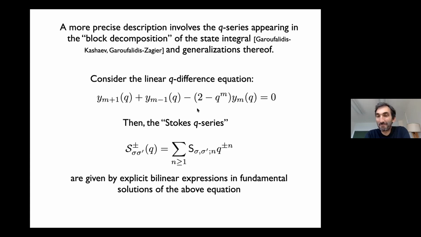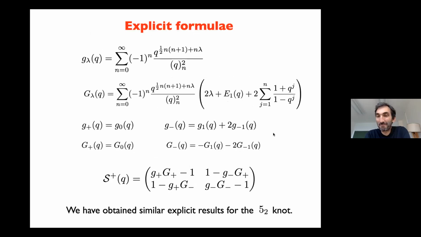And in the case of the figure 8 knot, which is the example on which I will focus now, this linear Q-difference equation is very simple. It's just this equation here. And it turns out that all these numbers are conjecturally given by bilinear expressions in solutions of this equation. Okay, so that's our main conjecture.